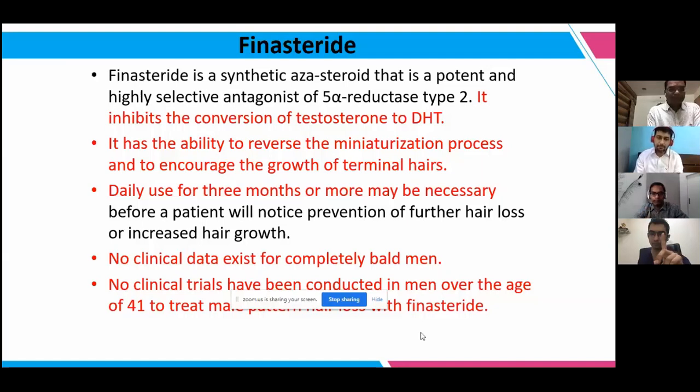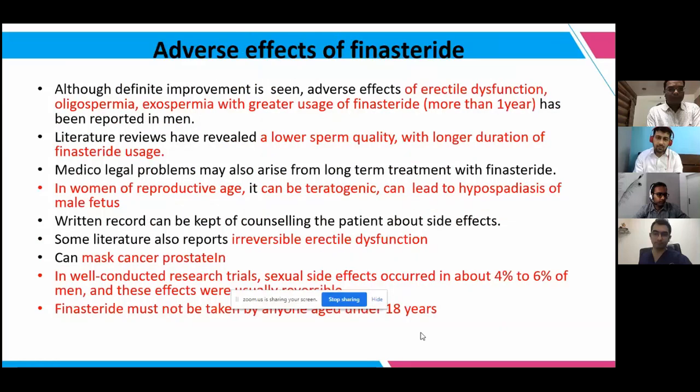No clinical data exists for completely bald men. No clinical trials have been conducted in men over the age of 41 years. That is what I was told. It causes side effects like oligospermia and other things. With longer duration of treatment, and in women, there are concerns about the fetus. So medicolegal complications may arise if you don't tell the patient properly. That is another problem we are facing.